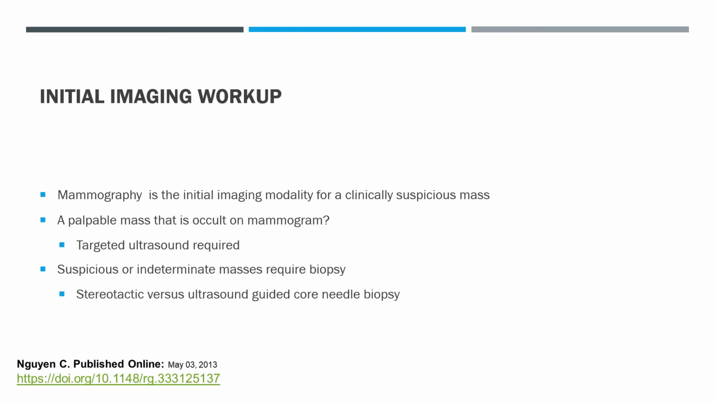Initial imaging workup for any breast disease in the male. Mammography is the initial imaging modality for any suspicious finding. A palpable mass that is occult on mammogram should always be sent to ultrasound for targeted evaluation. Suspicious or indeterminate masses require biopsy. Most often these are performed with stereotactic or ultrasound-guided technique.